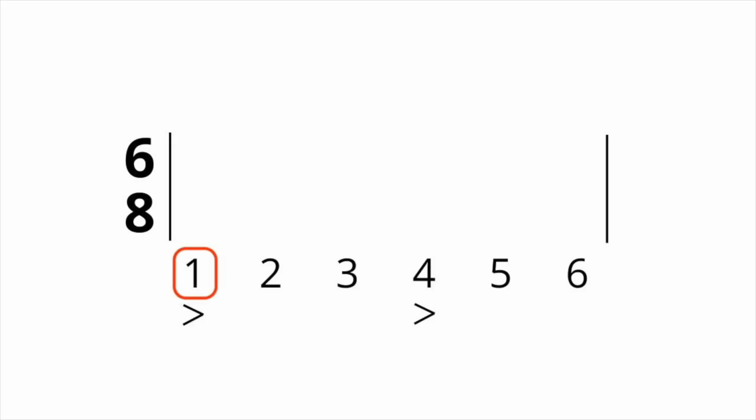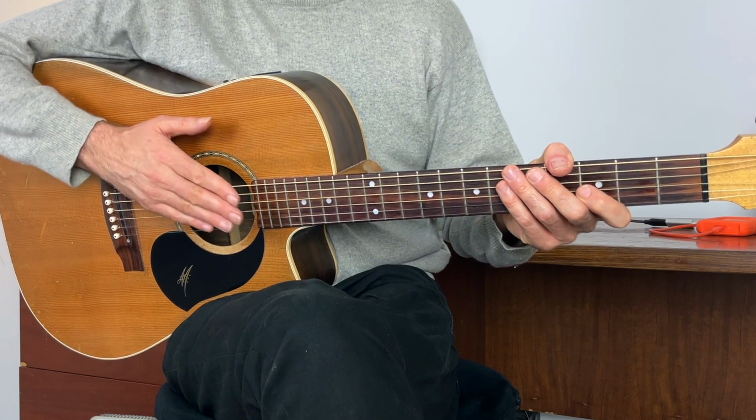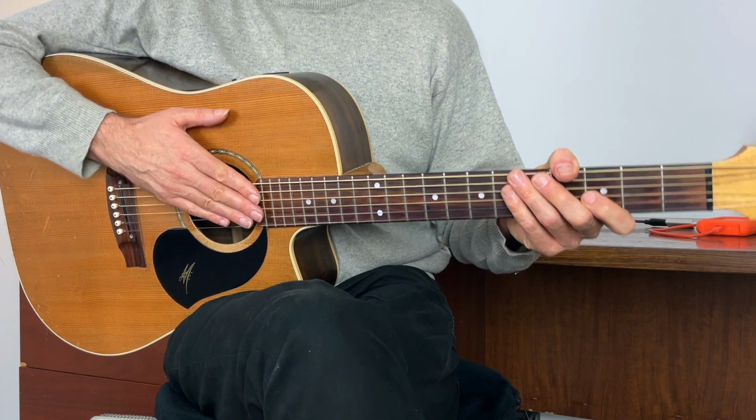The thing to be aware of here that's really important with 6/8 time is there is an accent on 1, the first beat, and the 4th beat, and you get this sort of swing. 1, 2, 3, 4, 5, 6. It's a little bit like a waltz, think of a dance. 1, 2, 3, 4, 5, 6.